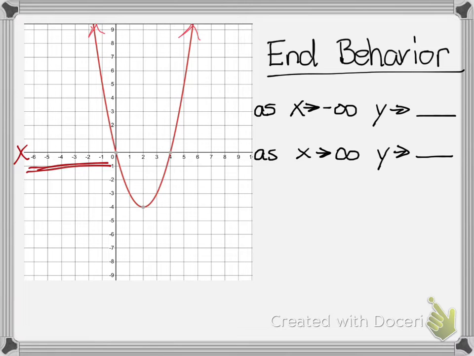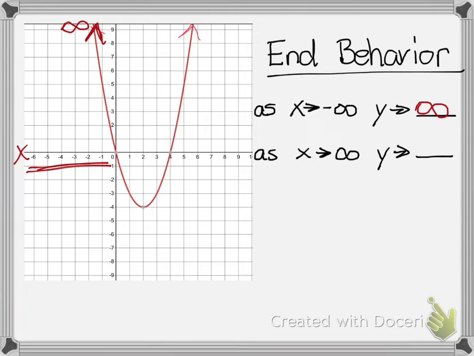So on this side, do I see an arrow on that parabola? I sure do. It's right here. And it's facing up. So if it's facing up, that means it's going all the way up to positive infinity. So in that first statement where it says, as x approaches negative infinity, my y approaches positive infinity.